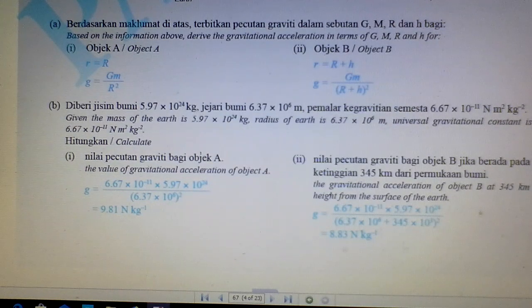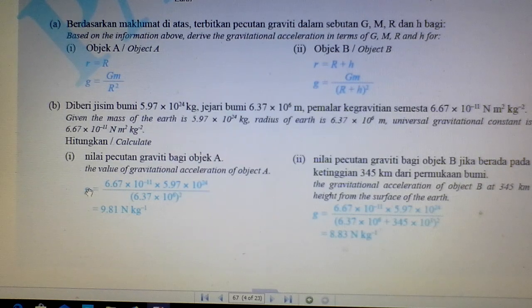Part B given. Mass of the Earth given, radius also given, universal gravitational constant is also given here. So calculate part 1, the value of gravitational acceleration of object A.